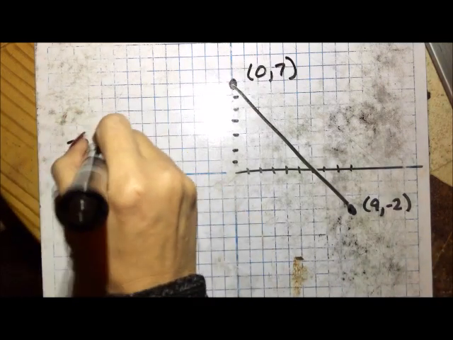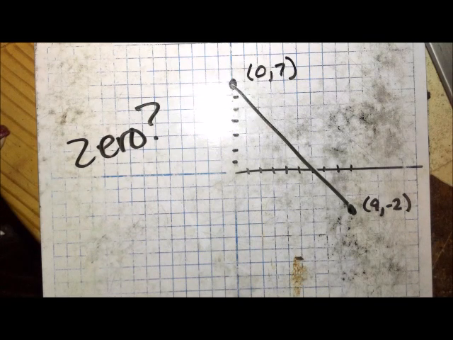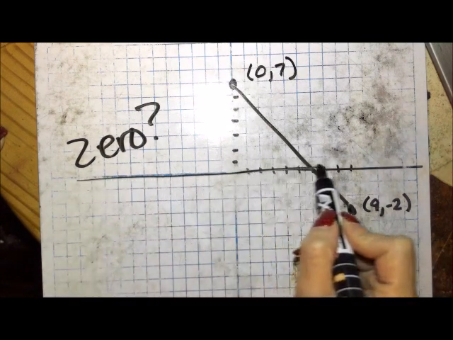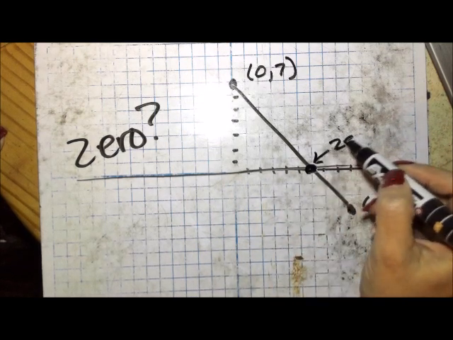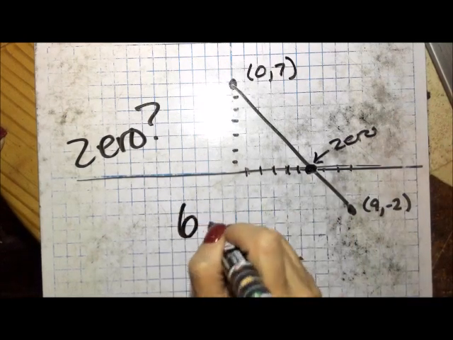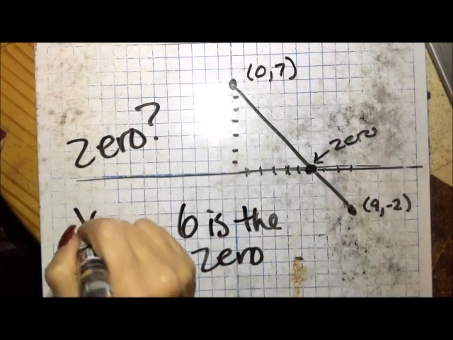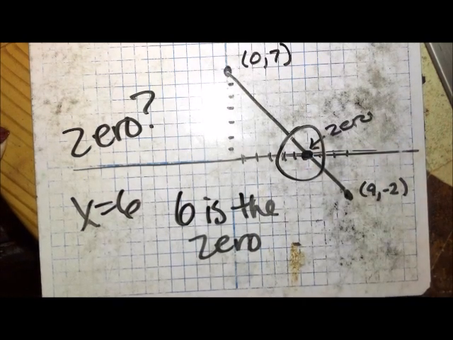If I ask you what's the 0 of this line, some of you are going to go, oh, it's right here. No, no, no. Remember, heroes stand tall, but zeros lay down. Zeros are where you cross the x-axis, right here. That is the 0. So in this one, 1, 2, 3, 4, 5, 6. 6 is the 0, or I would say x equals 6. That's where the 0 is, right there. Booyah. Zeros are where you cross the x-axis.